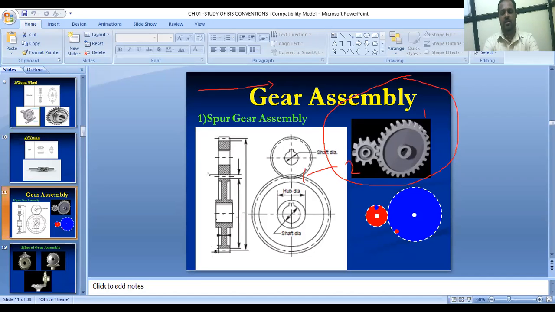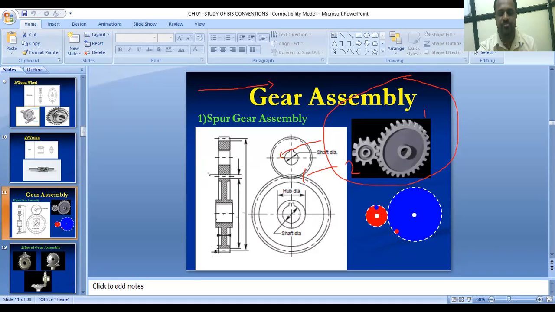In the last point we saw the conventional representation for only one single part, only for the spur gear, only for the worm wheel gear. Now here we are making the assembly of that spur gear. Why is it called an assembly? Because it consists of two or more than two gears. Here two gears are present, so I'm calling it the assembly, and for this whole assembly we have to draw the conventional representation.